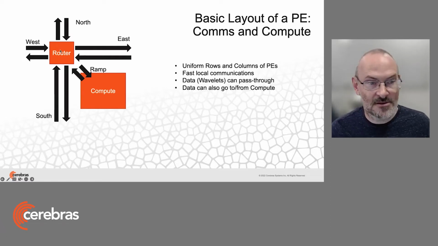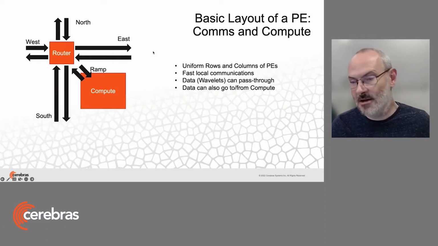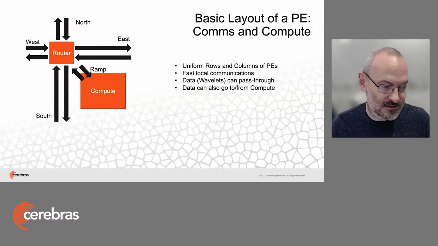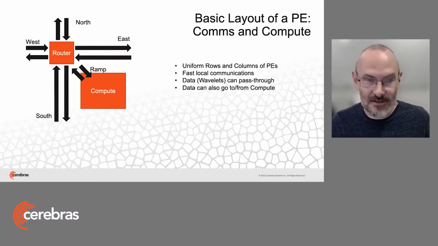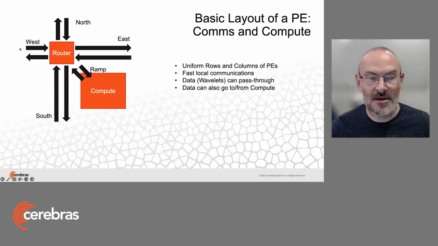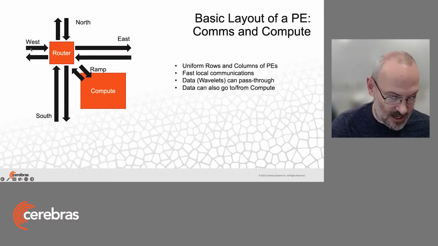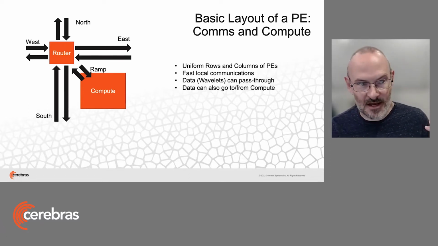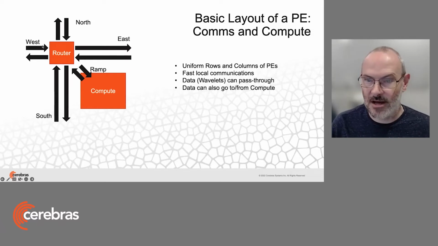So each router talks to its router to the east, west, north, and south. The communication or the bandwidth between these can be single cycle. You can very quickly send large amounts of data locally and thereby get something that acts globally. We call these pieces of data wavelets. Wavelets can come in and they can go straight through, or they can go down the ramp. You can actually control via the router what happens.